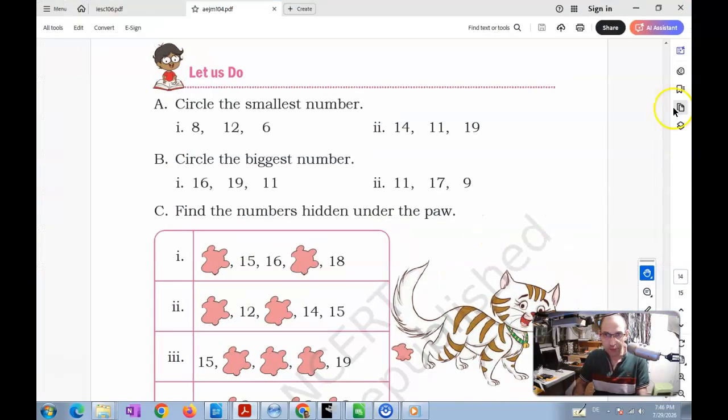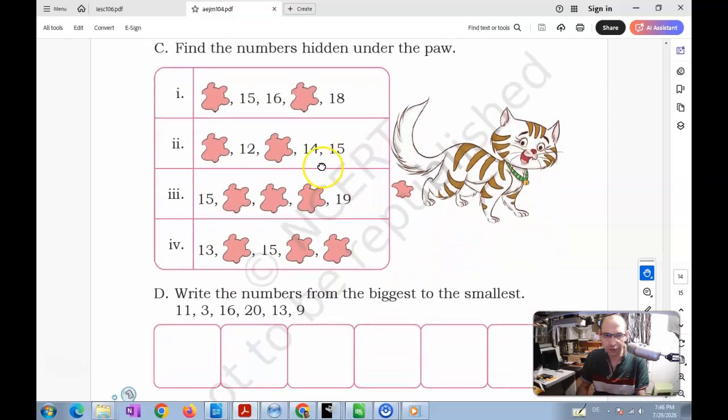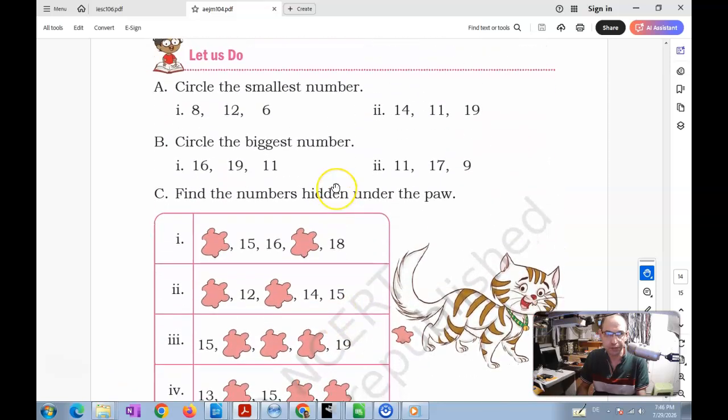Now in this video we want to essentially compare some numbers, meaning that, for example, over here we have an exercise that says to circle the smallest number, or circle the biggest number, or find the numbers hidden under the paw, and so essentially the numbers have been written in ascending order, and so on and so forth. We want to do that, right?